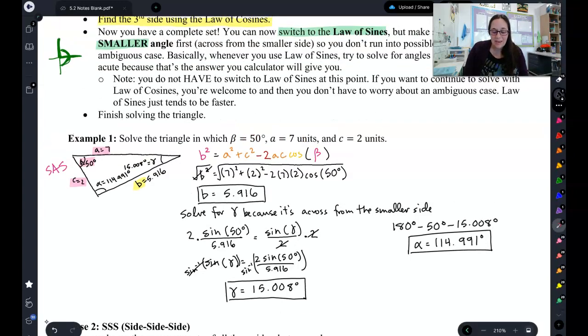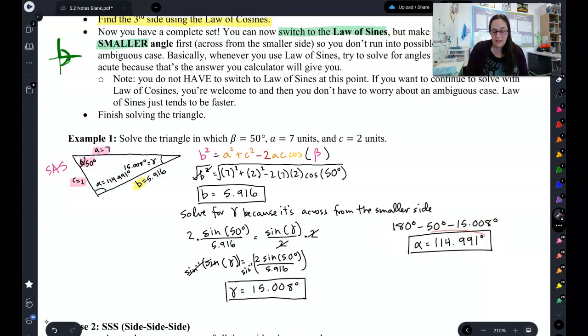So that is anytime you have side, angle, side. Solve for the third side using law of cosines, solve for the smaller angle using law of sines, because then you don't have to worry about the ambiguous case, then find the last angle.